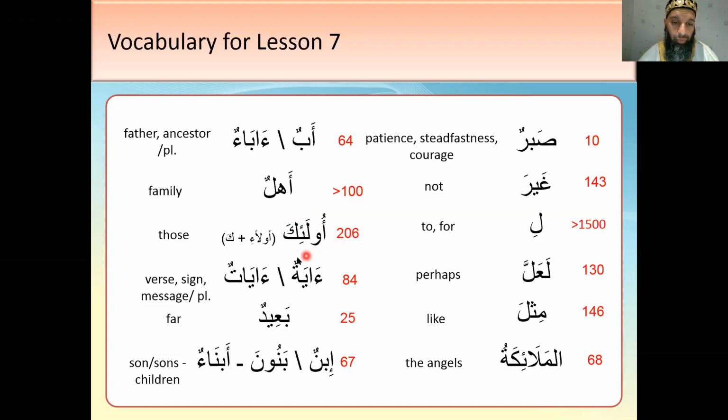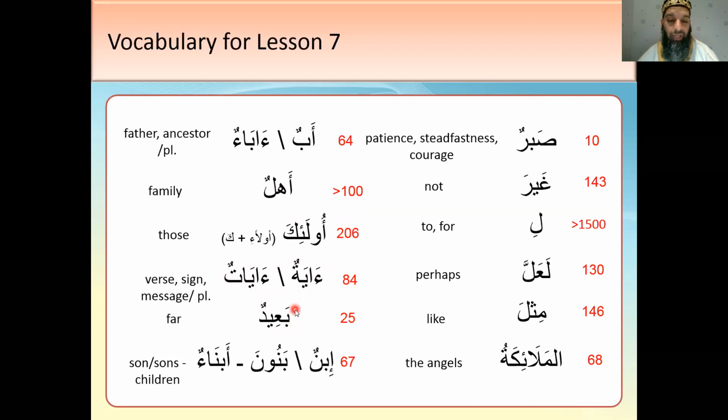Ulaika. Just remember, Ulaika means those. And that comes a lot in the Quran. 206. Ulaika. Ayatun. Ayatun is verse, ayah, we know. Ayatun is the plural. It's feminine plural. Yeah? Ayatun.